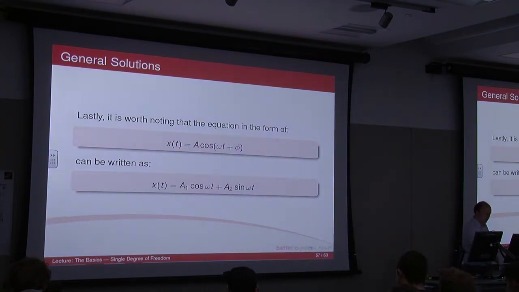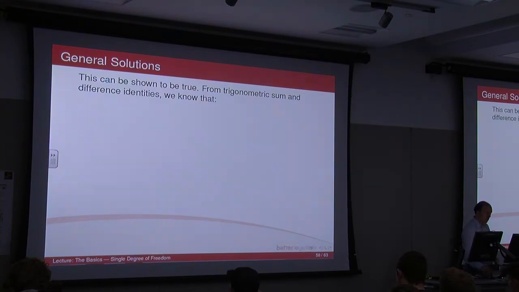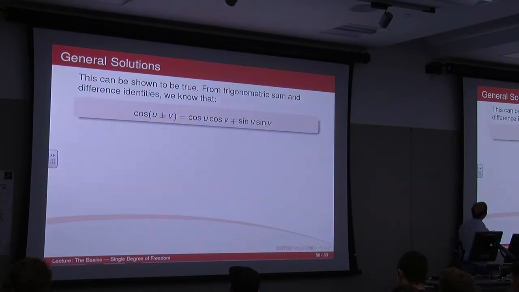To get from one to the other, it's quite straightforward if you know the trigonometric sum and difference identities. We know that if you've got cosine of u plus v, you end up with cosine u cosine v minus sine u sine v. And likewise, vice versa, if you've got a minus in that quantity, you end up with a plus over here.